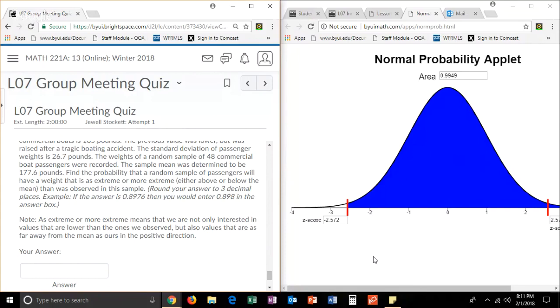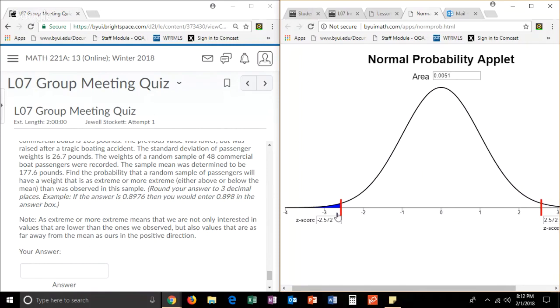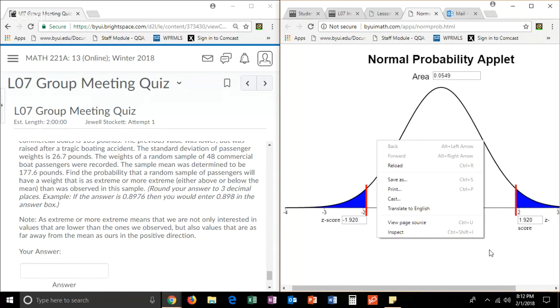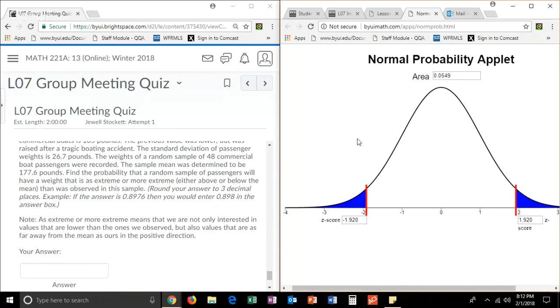Okay, so I have a z-score of 1.920. So did you do the square root of 48? Is that what you did? I'm so confused, because isn't that the random samples of 48 commercial builders, right? I'm wondering if they want us to find everything below the z-score of negative 1.920 and everything above z-score of positive 1.920. And that's what they're looking for.